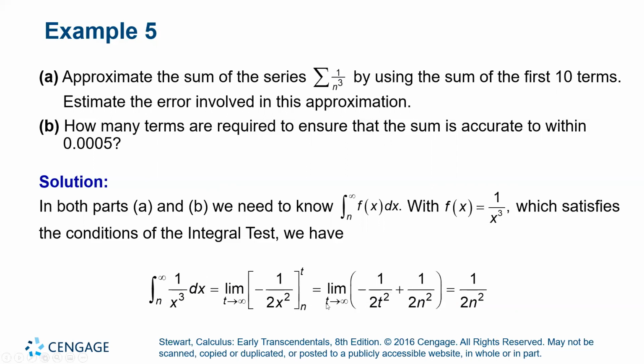When we apply the limit t approaching infinity to this first term, 1 over a huge number, remember that's going to go to 0. So this whole first term has a limit of 0, and all that's left is the second term. So the limit of all of this is 1 over 2n squared, which means the integral from n to infinity of 1 over x cubed is 1 over 2n squared.